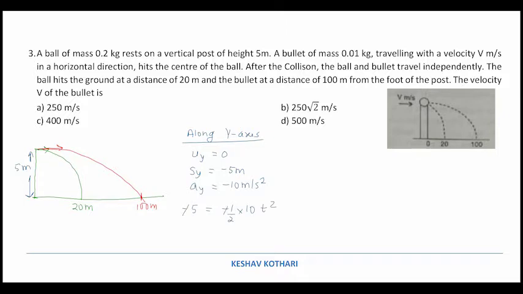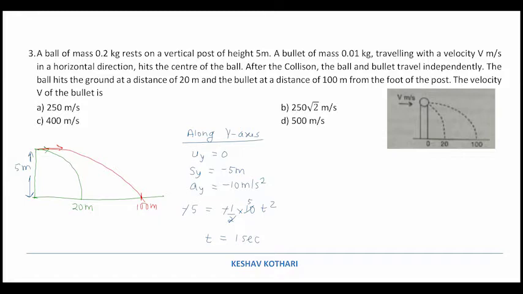So from here, we obtain t is equal to 1 second. So if t is equal to 1 second, then the horizontal velocity along x-axis for the bullet and the ball can be calculated very easily, as we have already 20 meter and 100 meter. So from this particular diagram, I can say that the ball hits the ground at a distance of 20 meter.